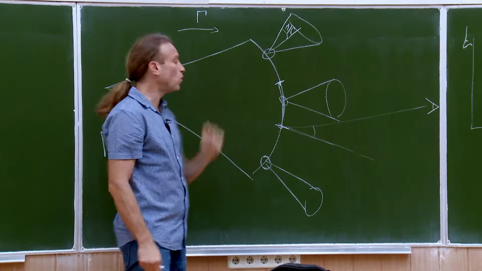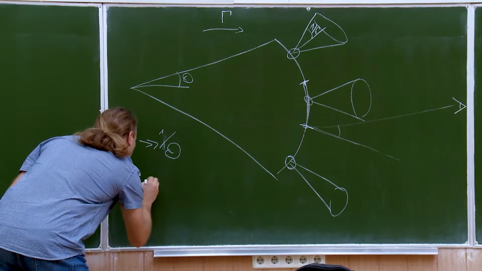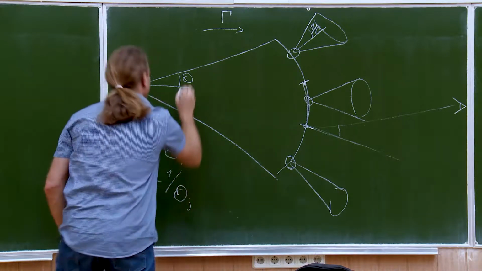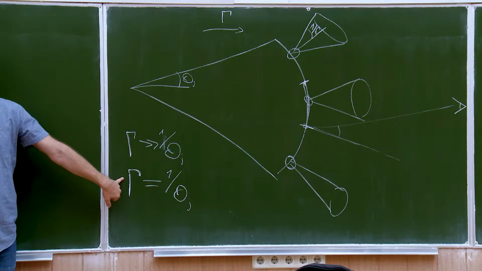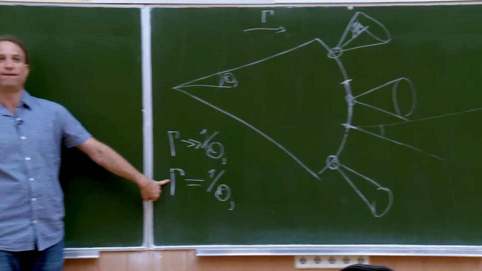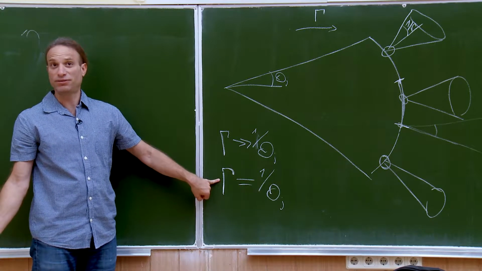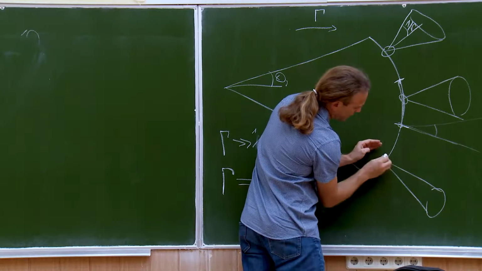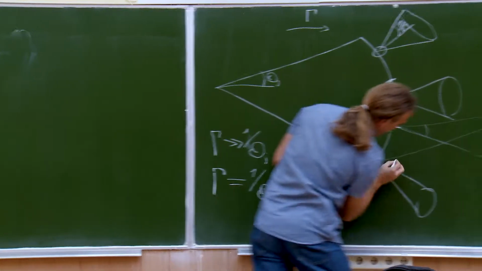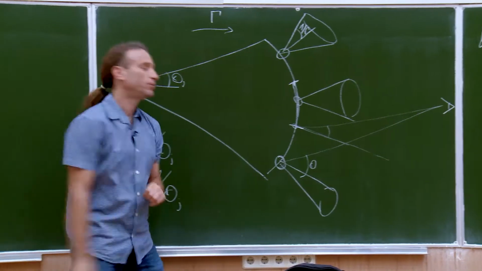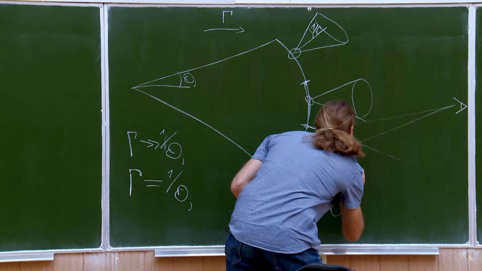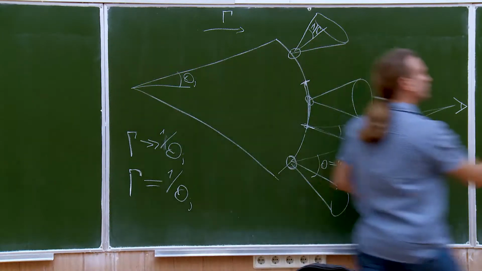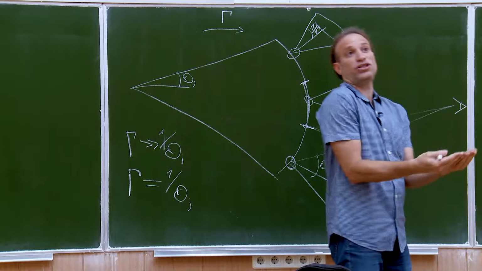So what happens when I reach a position where gamma is exactly 1 over theta? This is the jet. This is theta jet. What happened at this particular time? I'm seeing the entire jet, right? Because at this time, this is theta, which is equal to 1 over gamma. So now I'm seeing the entire jet. Now the jet continued to slow down, right?